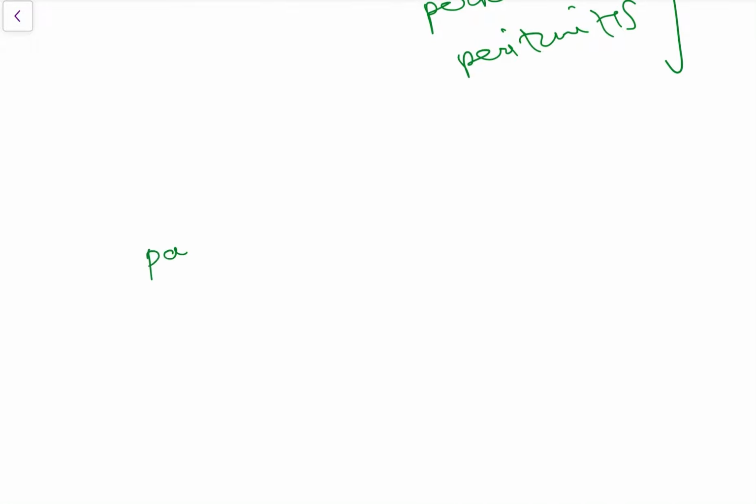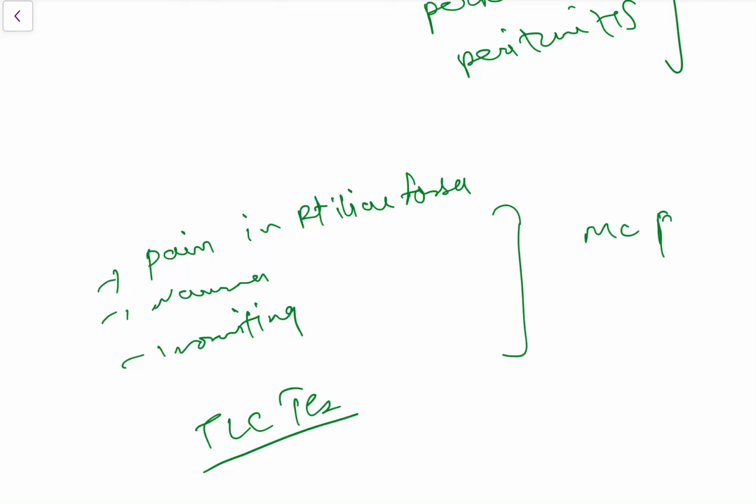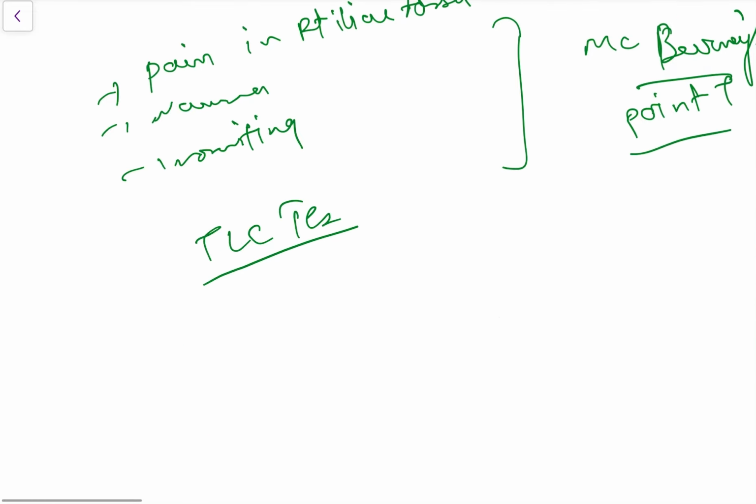The patient will come with pain in the right iliac fossa, there will be nausea, vomiting, and the TLC count will be raised, okay, and when you examine there will be McBurney's point tenderness. Okay, what is McBurney's point?